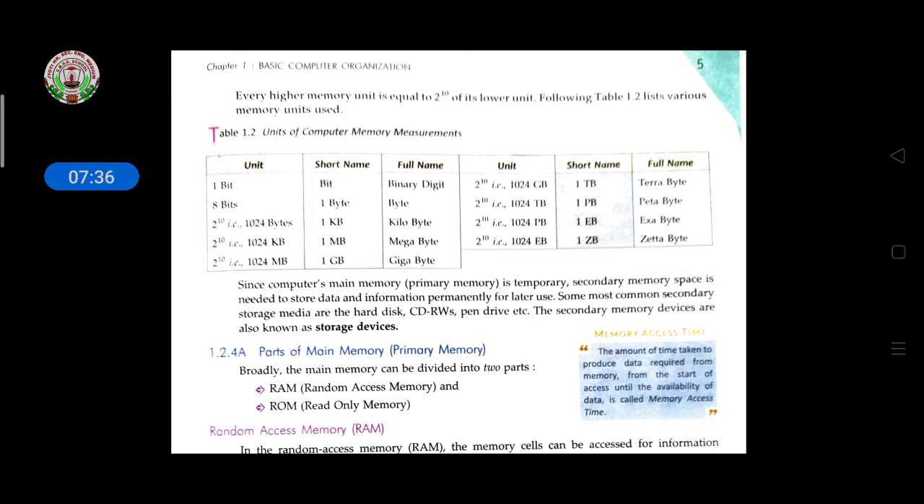So students, this table of units of computer memory measurement you have to learn by heart, because in all exams questions will be asked about these units and you have to give the answer. You have to know what each unit means, 1 bit equals what, and 8 bits equal 1 byte. Like this you have to know up to 1 ZB, meaning zettabyte.